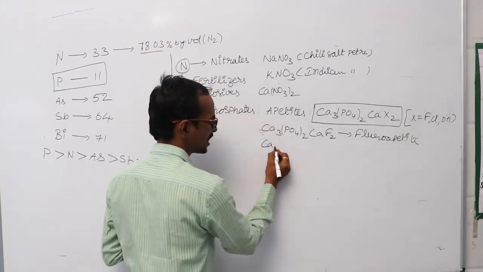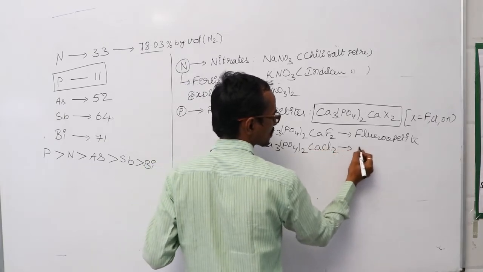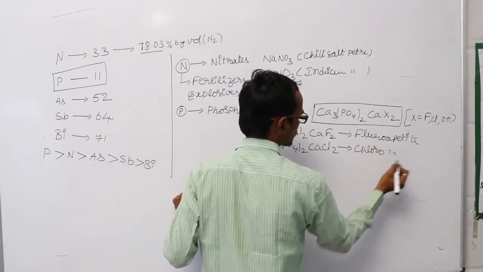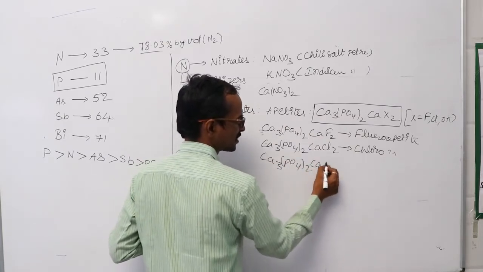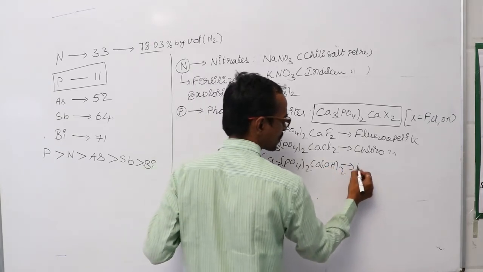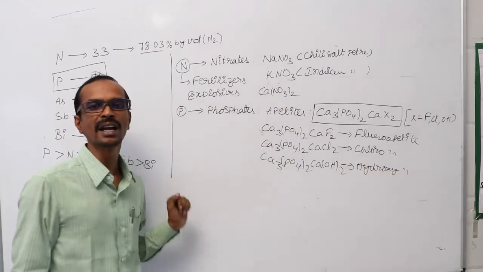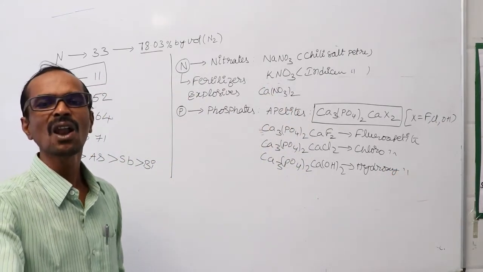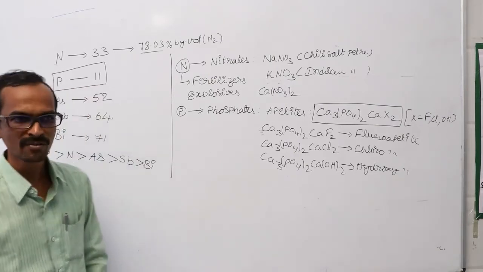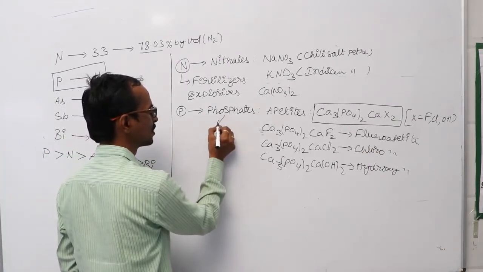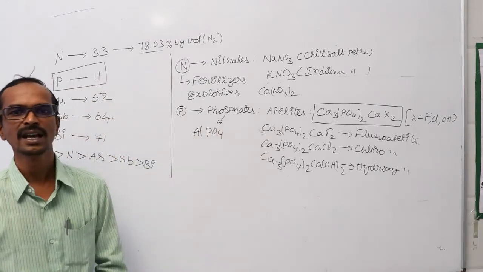Next, Ca3(PO4)2·CaCl2 is called chlorapatite. Next, Ca3(PO4)2·Ca(OH)2 is known as hydroxyapatite. Along with this, phosphorus is also present in the form of aluminium phosphate, whose molecular formula is AlPO4.